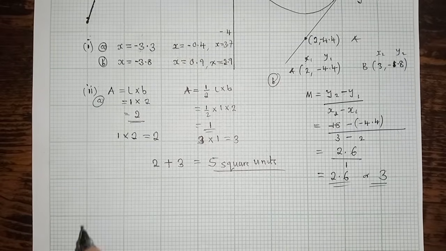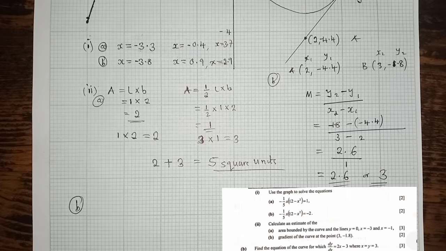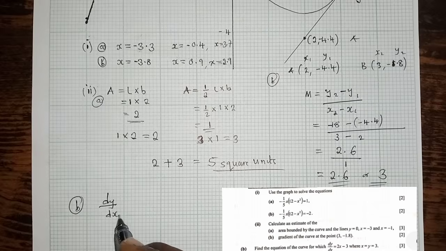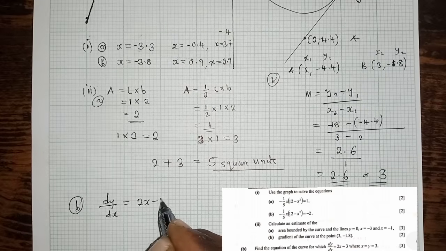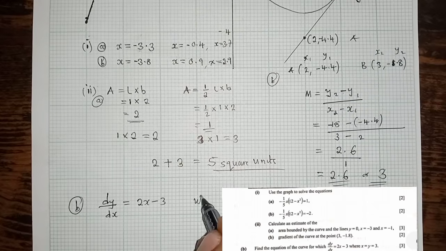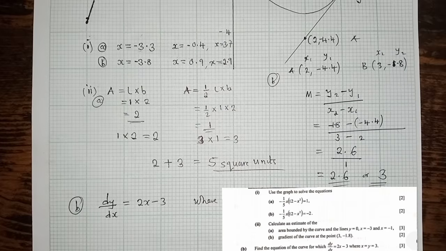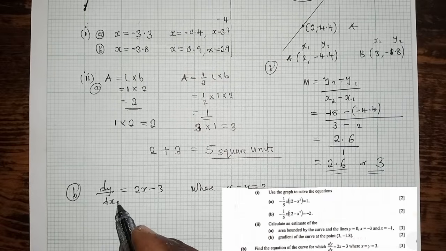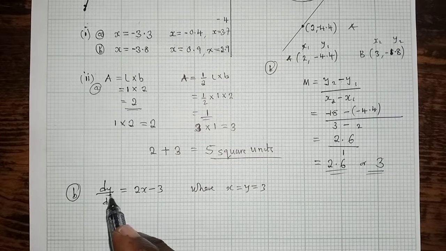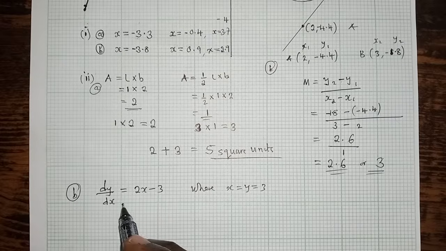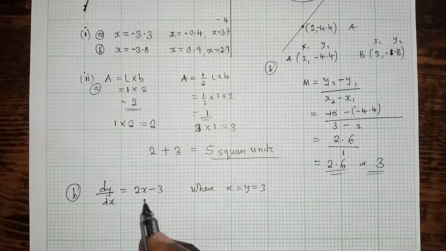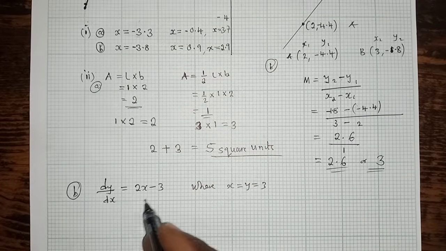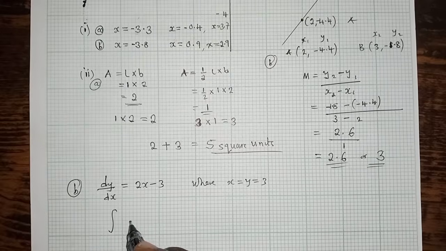The next question here, which is B, they said find the equation of the curve for which dy/dx is equal to 2x minus 3, where x is equal to 3 and y is equal to 3. This is very important. So what we're going to do here is to reverse the derivative. We're going to find what we call the antiderivative of this one, and the antiderivative is just the reverse. We're going to reverse this one by simply integrating.